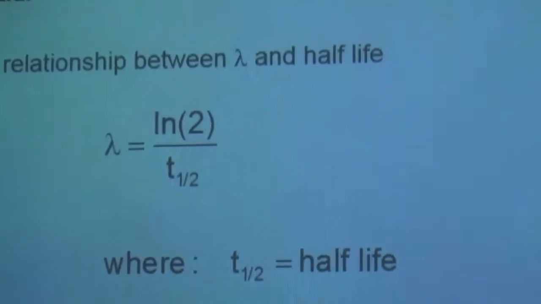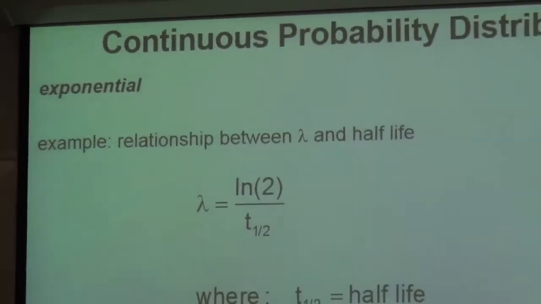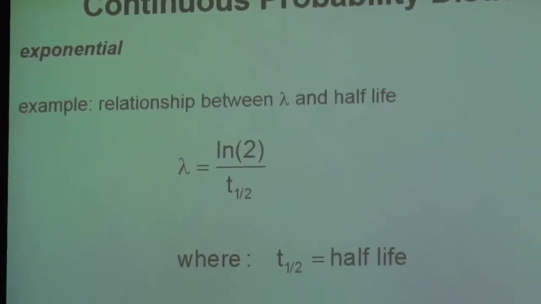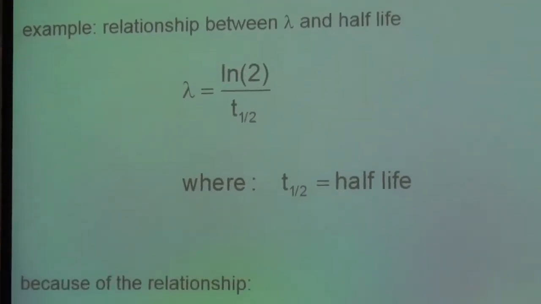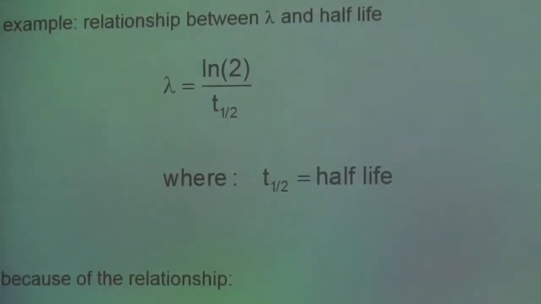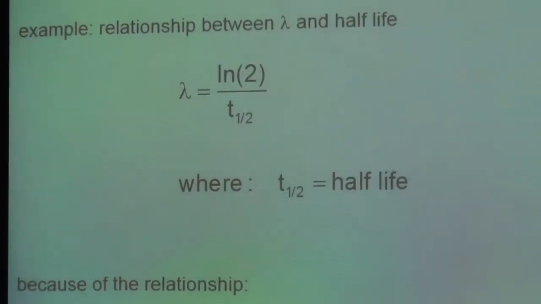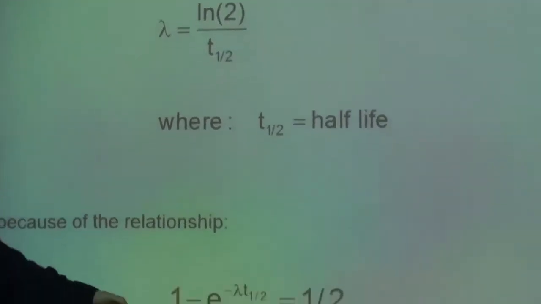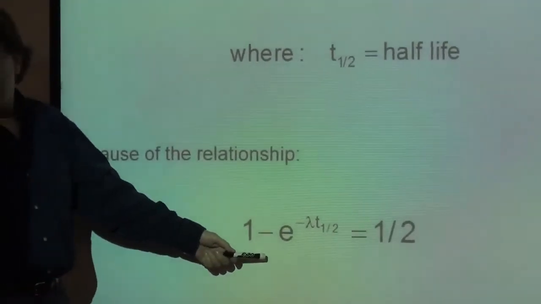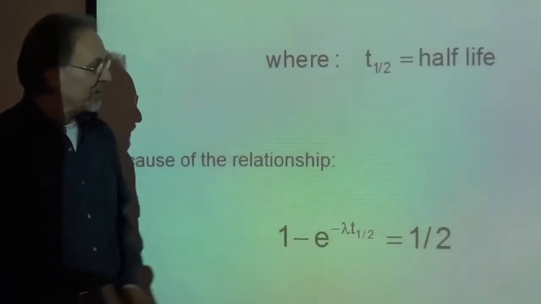An application, and this is where half-life comes from. You've all heard the term half-life in relation to radioactivity. Half-life assumes that there's a 50% probability, or 50% of the particles will have dissipated, will have been emitted by the time it reaches whatever that half-life is. And the way you derive it is you set the cumulative distribution function of the exponential to 1/2, and then you solve it for t.